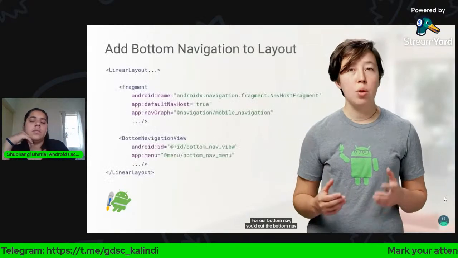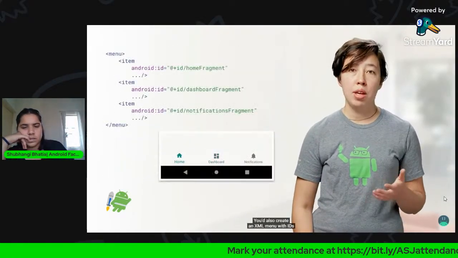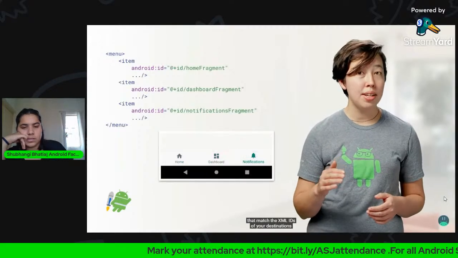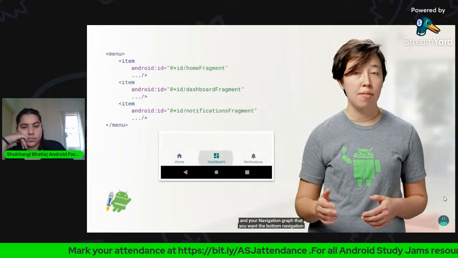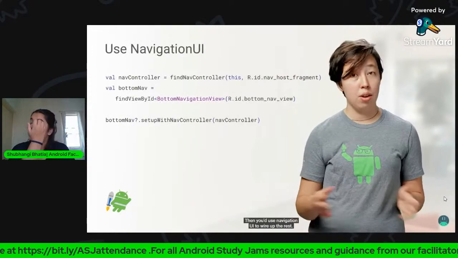For our bottom nav, you'd add the bottom nav to your XML as normal. You'd also create an XML menu with IDs that match the XML IDs of your destinations in your navigation graph that you want the bottom navigation to go to. Then you'd use navigation UI to wire up the rest.